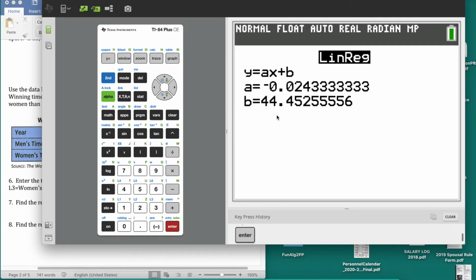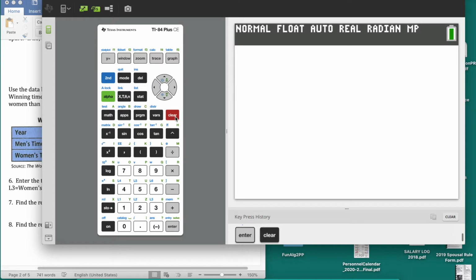I'm going to suggest 3 decimal places. So my slope is negative 0.024. Don't forget about that negative. And my y-intercept is 44.452. 453. Make sure you round correctly. Okay. So there's the men's time. I'm going to clear that out.